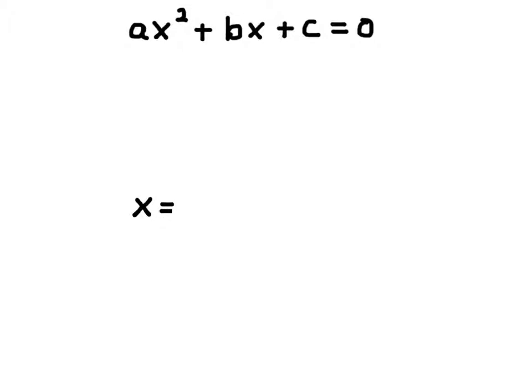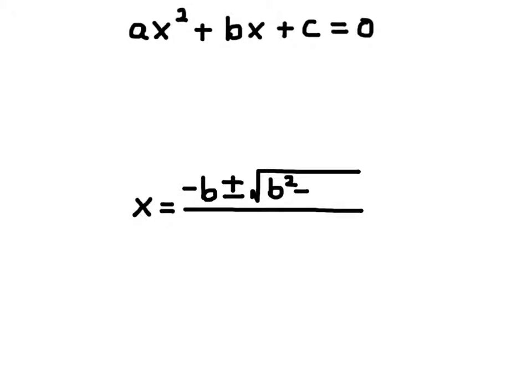And incidentally, you can use the quadratic formula every time to solve for x. It's just that factoring sometimes is a little faster. All you need is the information: what is a, what is b, and what is c. And then you plug them into the formula. The formula is a ratio: negative b plus or minus the square root of b squared minus 4ac, all over 2a.